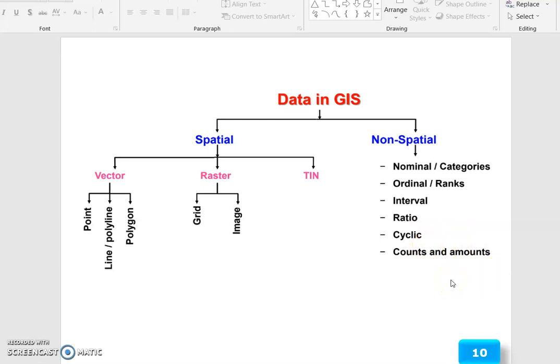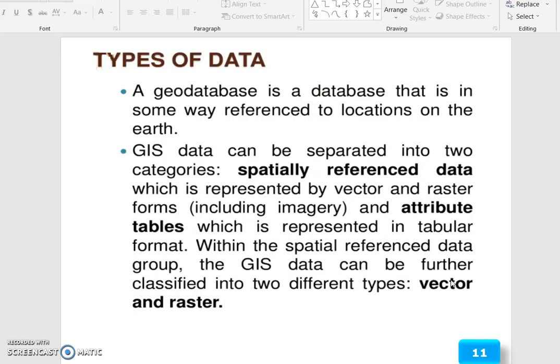So we only have two types of data in the GIS. One is the spatial data, the second one is the non-spatial data. Types of data. A geodatabase is a database that is in some way referred to locations on the earth. GIS data can be separated into two categories: spatially referenced data, which is represented by vector and raster form, including imagery, and attribute tables, which is represented in tabular format.